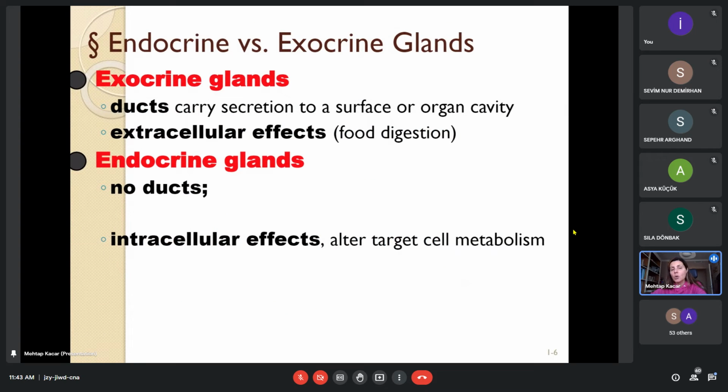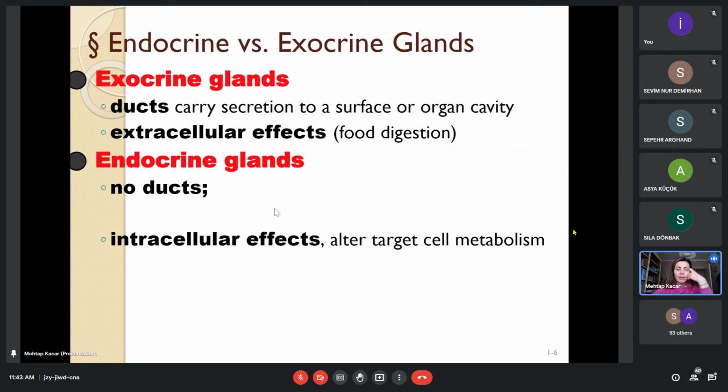And what do exocrine gland and endocrine gland mean? Exocrine glands have ducts, and these ducts carry their secretion to a surface or organ cavity, and this secretion leads to extracellular effects such as food digestion. For example, pancreatic enzymes are digestive enzymes, and they are secreted from the exocrine pancreas part, and they come to the intestinal lumen via the pancreatic duct.